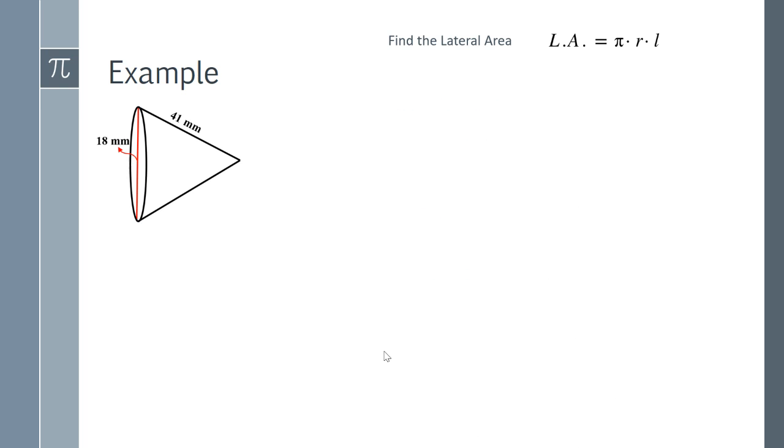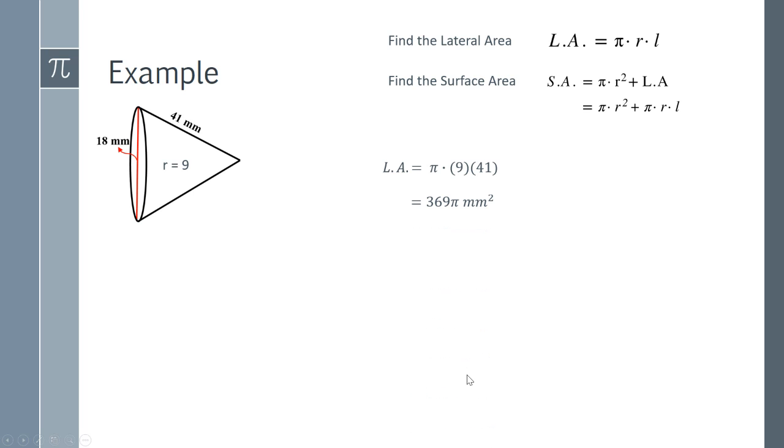All right, let's take a look at one more example. This time, instead of having the radius, we have a diameter. We're going to do something there, but we're still going to find the lateral area and the surface area. So what is the radius that we're going to use? Well, the radius is going to be 9 because it's half of 18. So again, we're just going to substitute pi times 9 times 41. That gives us 369 pi millimeters squared.